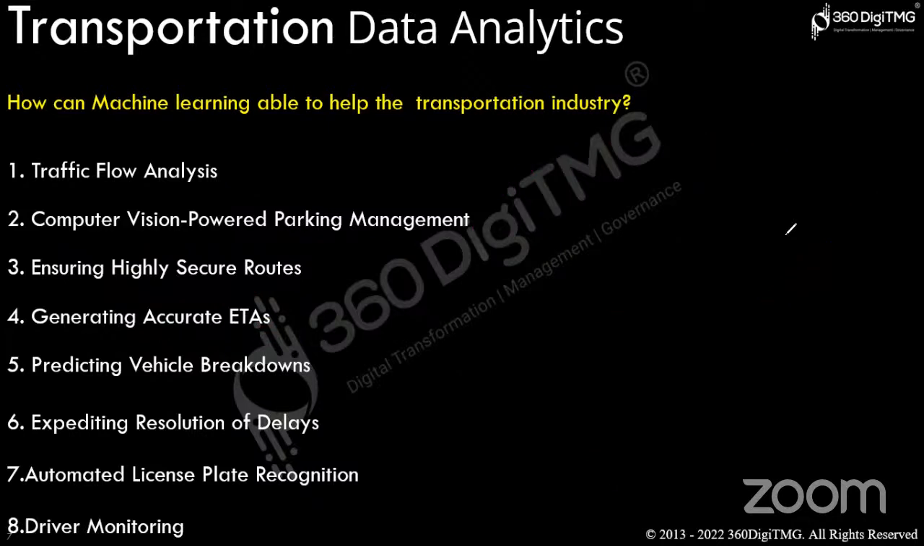Next, generating accurate ETAs for e-commerce websites. We'll be explaining each of these one by one in detail, but these are the applications we'll be having. What are ETAs? Estimated time of arrival. When you order a product, how much time will it take to arrive. In the e-commerce industry, it is very important to know the estimated time of arrival, so that based on that the consumer will order the product.